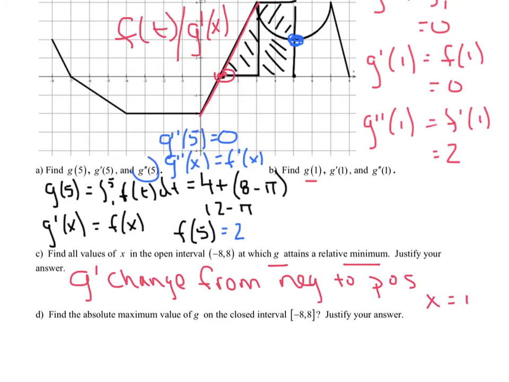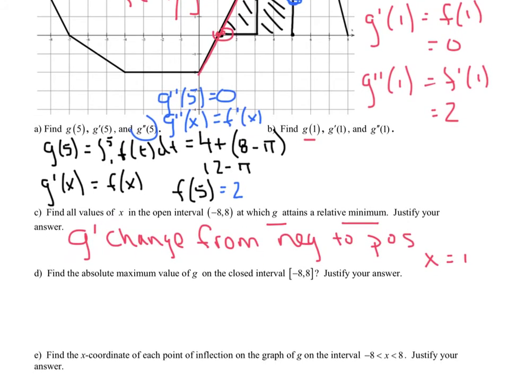Part D is a little more involved. They want to know when we reached our absolute maximum value of g, and what we're going to do is use the closed interval test. We're going to make a table of values. We're going to include our endpoints, negative 8, and any critical points, such as negative 7.